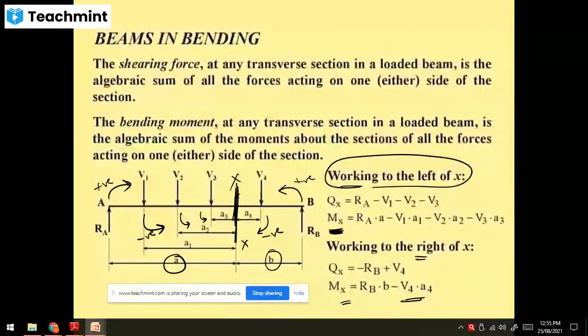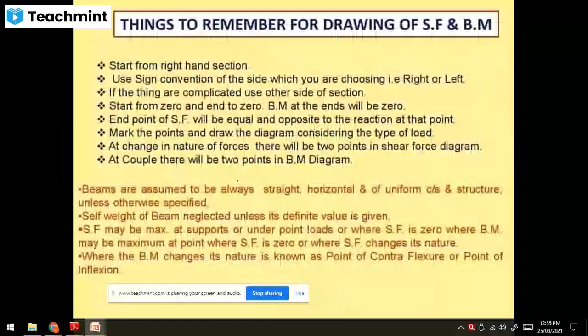So please remember the sign convention: left of the section, right of the section, for shear force and the bending moment. Now, what things do you have to remember when drawing the SFD and BMD? Start from the right hand section. Then use the sign convention of the side which you are choosing, right or left, as we discussed in the previous slide.